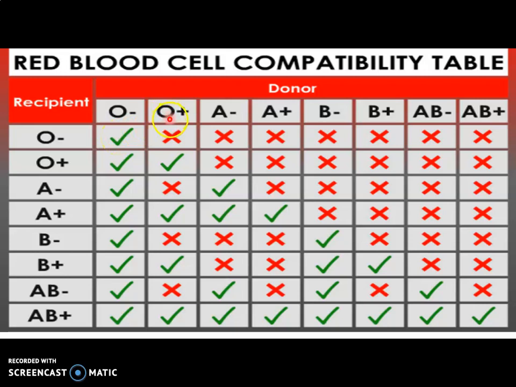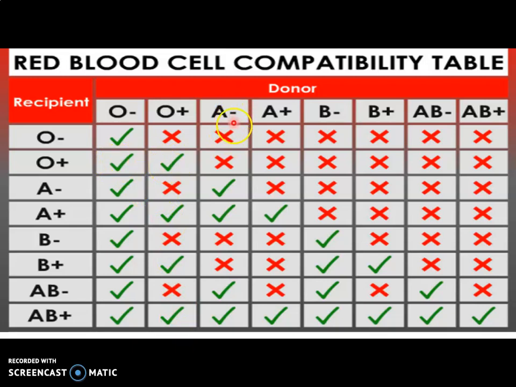O positive can give blood to O positive, A positive, B positive, and AB positive. Just note that O positive can give blood to all positives, but it can only receive blood from O negative and O positive.